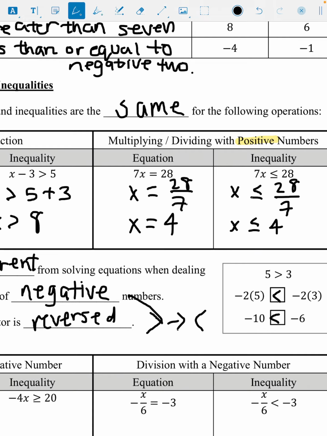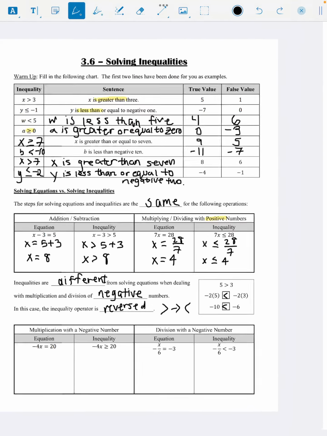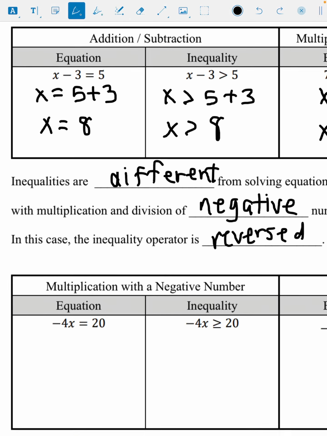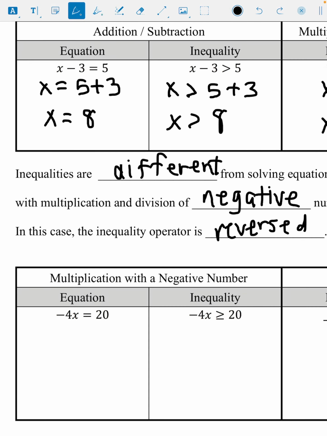So try the next two examples by yourself with multiplication with a negative number and division with a negative number. Just pause the video and come back to it when you're done. Okay, so I hope you tried those examples by yourself. So I'm going to go over them to make sure that you did it correctly.